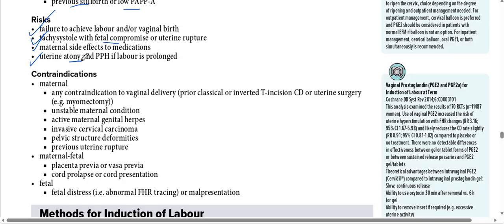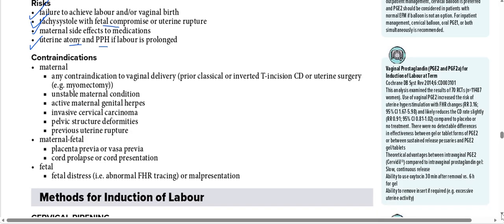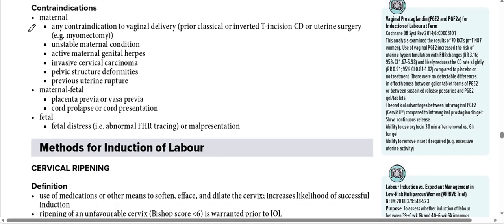So the tone of the uterus is compromised, it goes into atony, and postpartum hemorrhage can happen as a result if the labor is prolonged. Now, the contraindications that we need to remember: in these situations, we are not going to induce the labor. These include maternal contraindications, some maternal and fetal both together, and then the fetal contraindications.